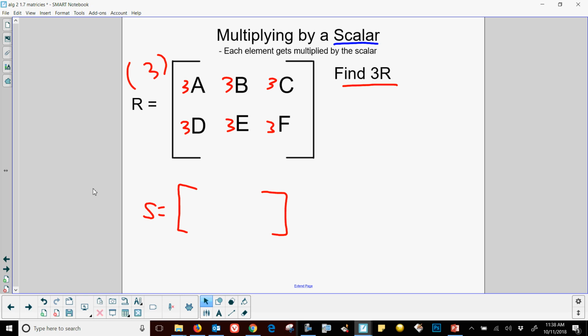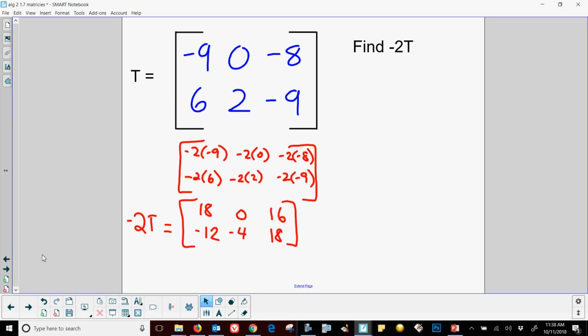Multiplying by a scalar is basically distributing to everything inside the matrix. So here's matrix R, A, B, C, D, E, F. Find 3R. Well, I'm just going to take a 3 and distribute it to everything. Perhaps they give you matrix S. This does not get the 3 because 3 goes with matrix R. If I wanted to change S, I would have said find something S. So it's just distributing. Looks like this.